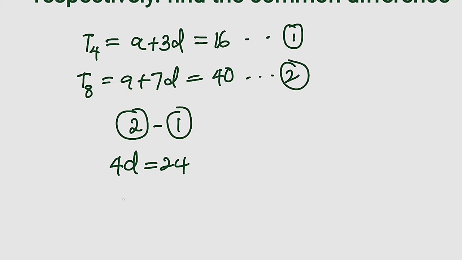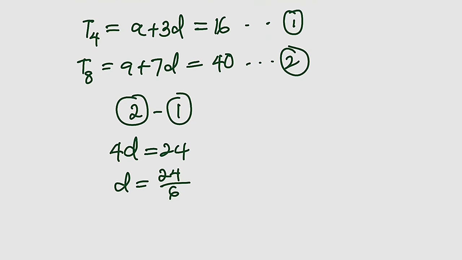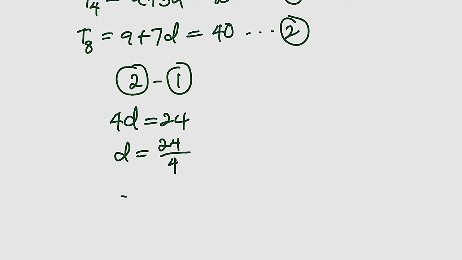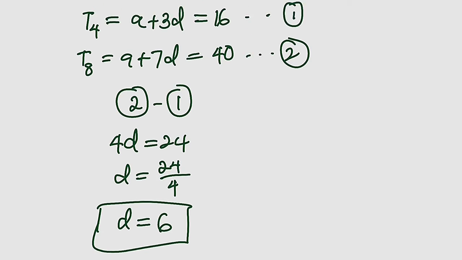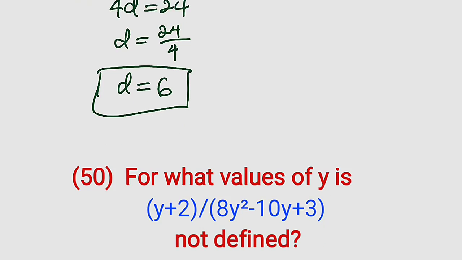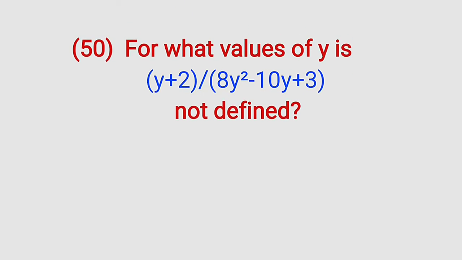Then you divide both sides by 4 to get the value of D. And 24, oh sorry, this should be 4, right? And 24 divided by 4 is 6. Therefore, the common difference is 6. As simple as that. Moving on to the last question, which is question number 40.